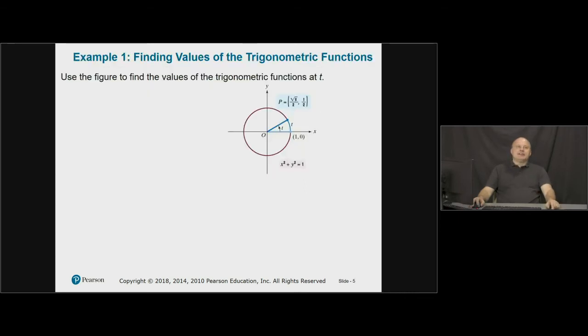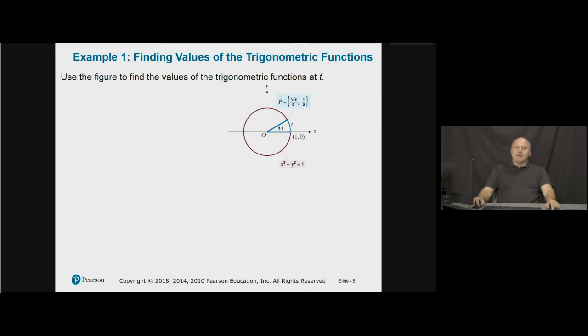So let's look at example 1. We're going to find the values of the trig functions. We're going to use the figure to the right here to find the values of the trig functions at t. Now if you look at t, we have an ordered pair where that radius hits, and it's going to be the square root of 3 over 2, comma 1/2.